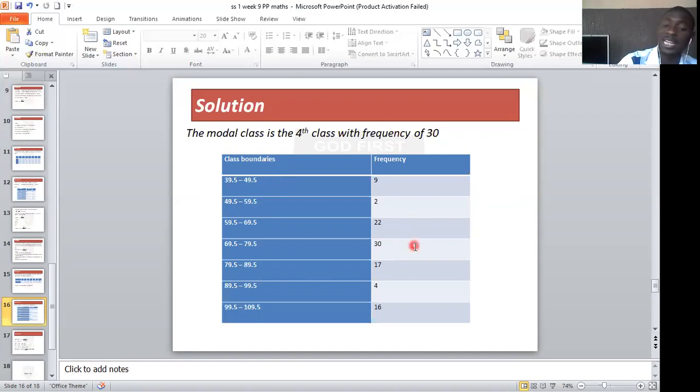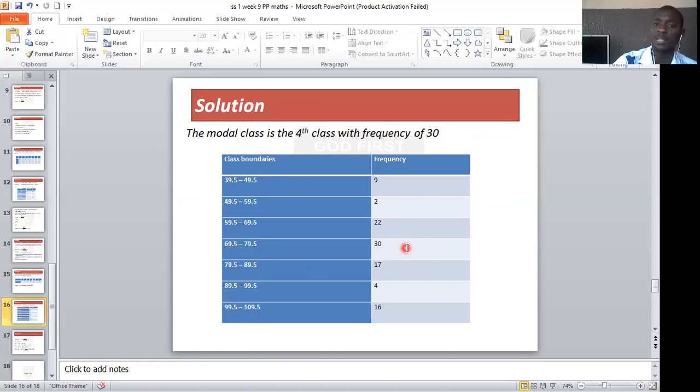So this is the class with the highest frequency, which is the modal class. And the formula says L1 plus Fx over Fx plus Fy, bracket C, where L1 is the lower class boundary of the modal class, which is 69.5, and Fx is the frequency of the modal class minus the frequency of the class before it. Fy is what?